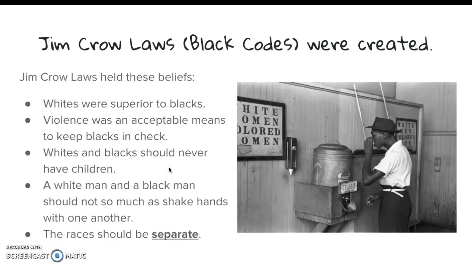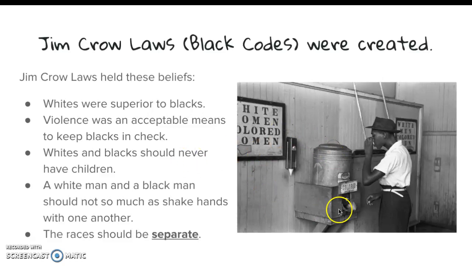So as a result of all of these African Americans gaining these new laws, you had people who were going to try and create new laws to kind of counteract it. Jim Crow laws held these beliefs. They held the beliefs that whites were superior to blacks. Jim Crow laws made it to where violence was an acceptable means to keep blacks in check. Whites and blacks should never have children. A white man and a black man should not so much as shake hands with one another. Jim Crow laws and black codes created the belief that races should be separate.